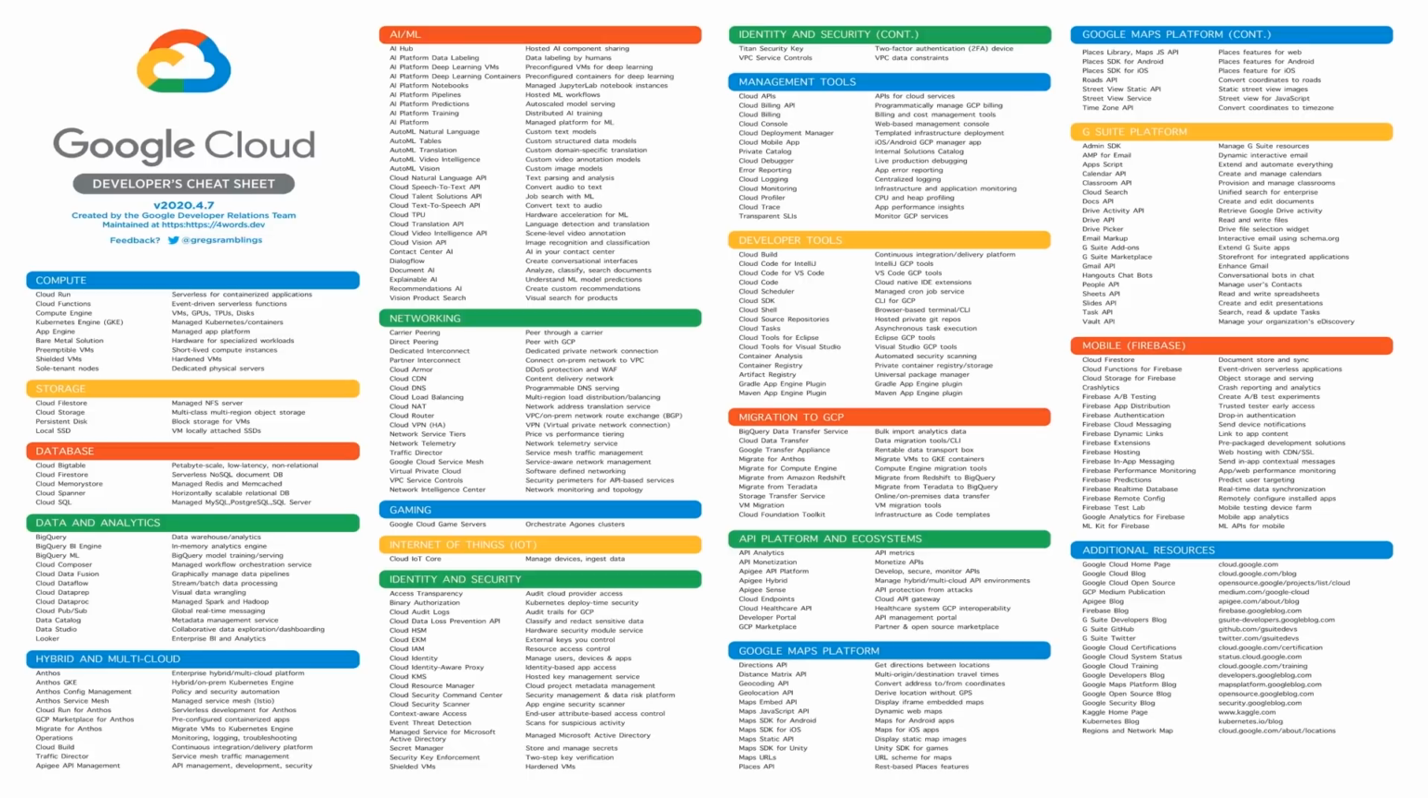Like under compute, you can find Cloud Run, Cloud Functions, Compute Engine, Kubernetes, App Engine, and Bare Metal Solution. Similarly, in storage you can find Cloud Firestore, Cloud Storage, Persistent Disk, and Local SSD. In database you will find Cloud Spanner and Cloud SQL. Similarly, each major service has some sub-services.